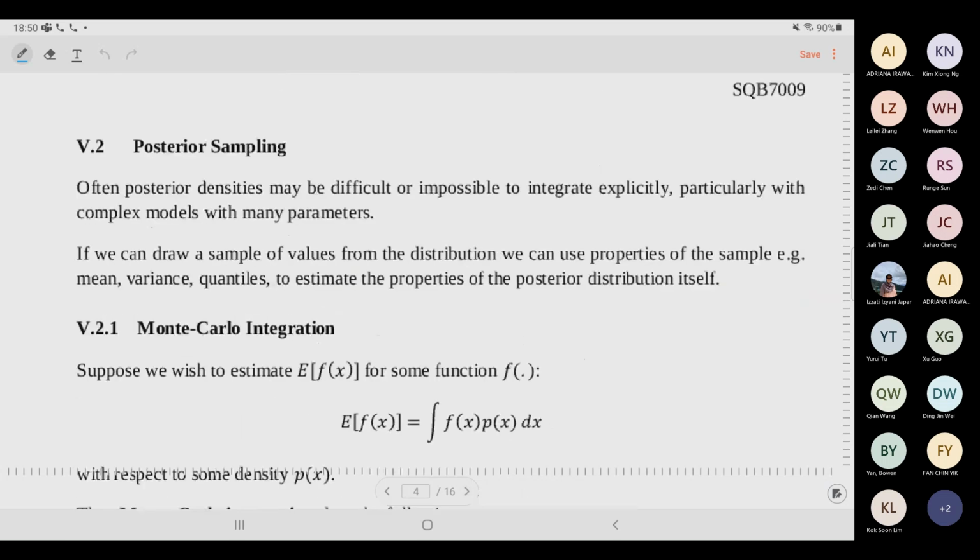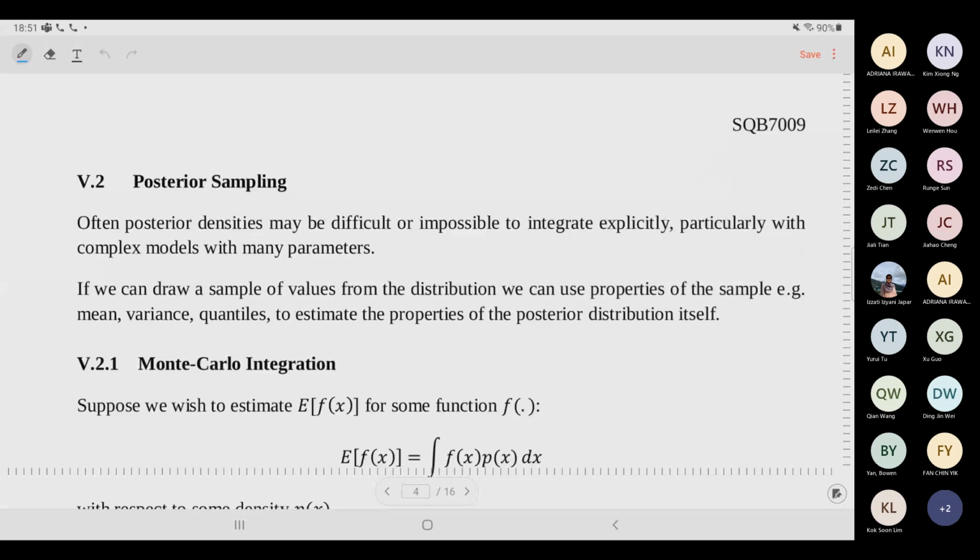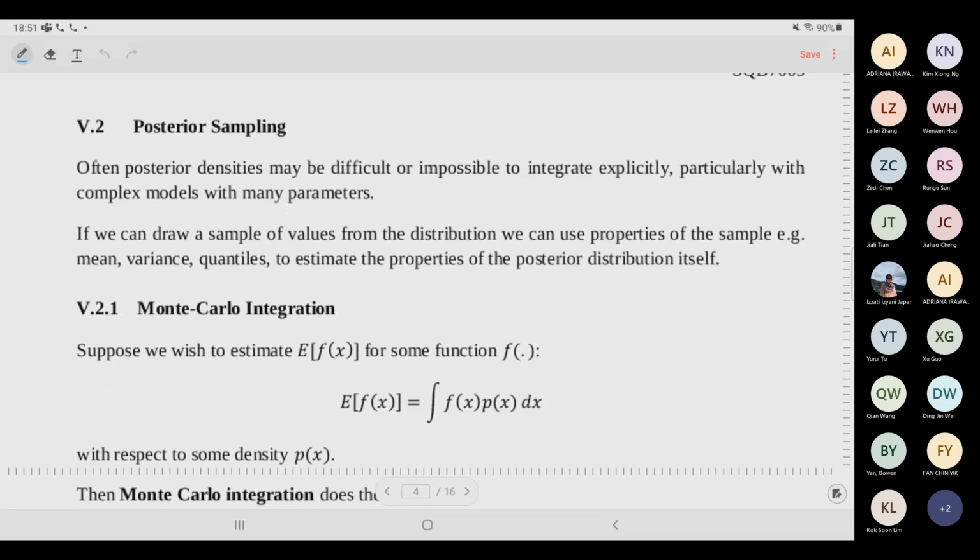So that is the first way, the normal approximation. The second way is to use posterior sampling. There are various ways for posterior sampling, and the most basic one is, of course, to use the Monte Carlo integration.